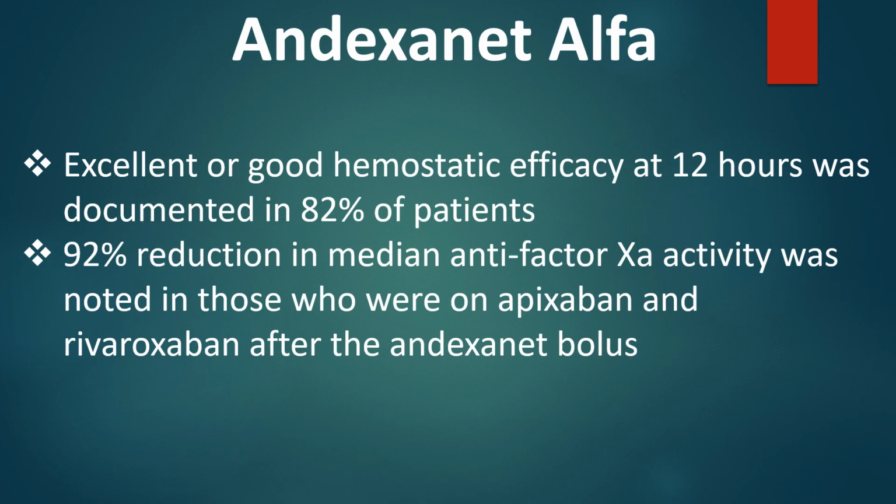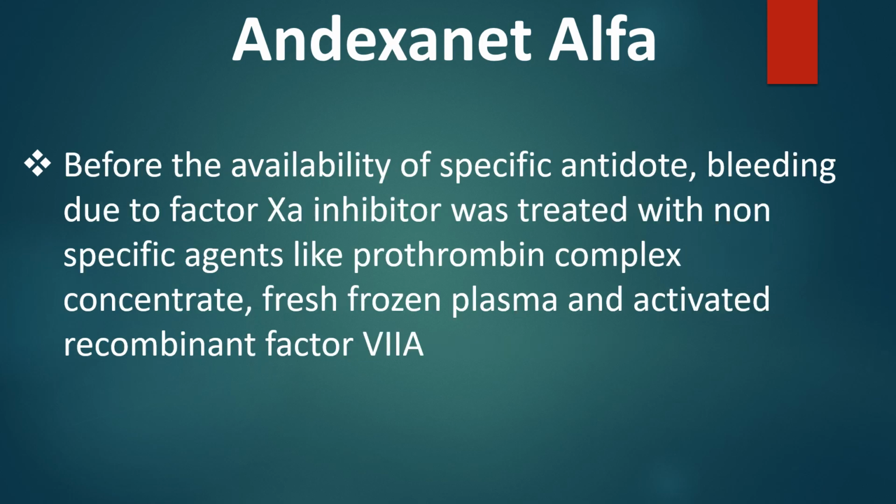Excellent or good hemostatic efficacy at 12 hours was documented in 82% of the patients. A 92% reduction in median anti-factor Xa activity was noted in those who were on apixaban and rivaroxaban after the Andexanet bolus. Before the availability of a specific antidote, bleeding due to factor Xa inhibitor was treated with non-specific agents like prothrombin complex concentrate, fresh frozen plasma, and activated recombinant factor 7A.